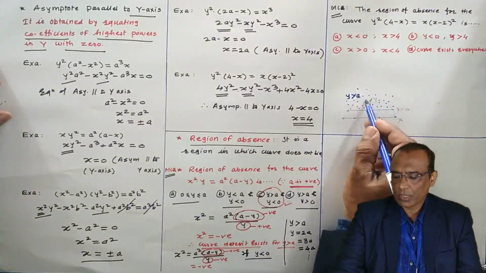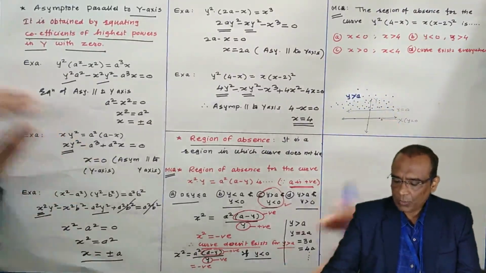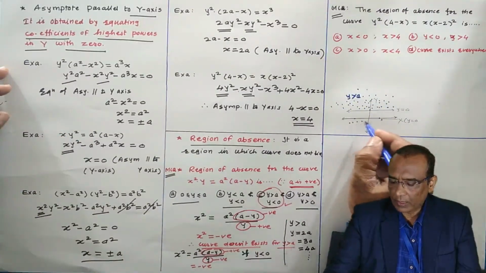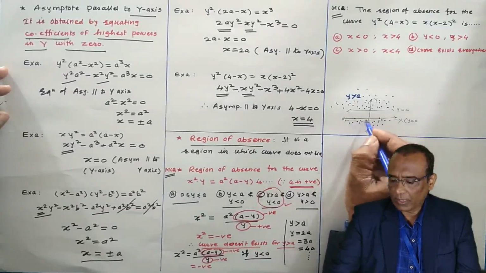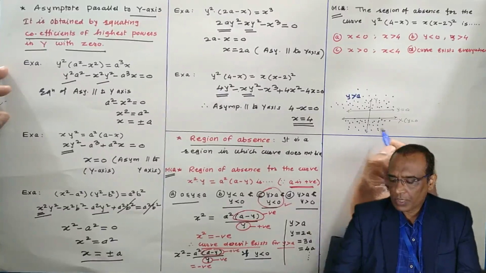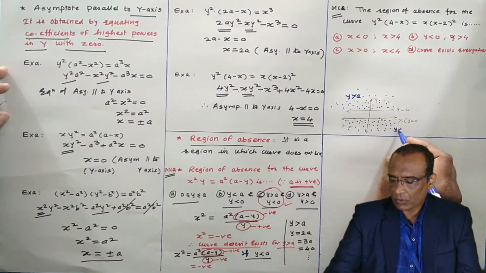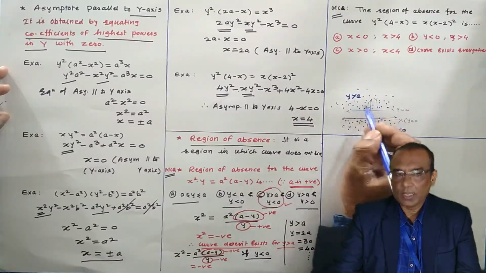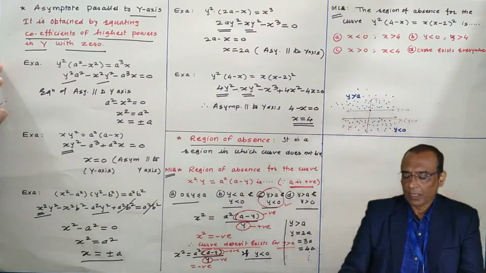Okay, this dotted portion is y greater than a, and y less than 0 means below this line. Y greater than 0 means above the horizontal line, above the x-axis. Y less than 0 means this dotted portion. This dotted portion is y greater than a. This much distance is a.